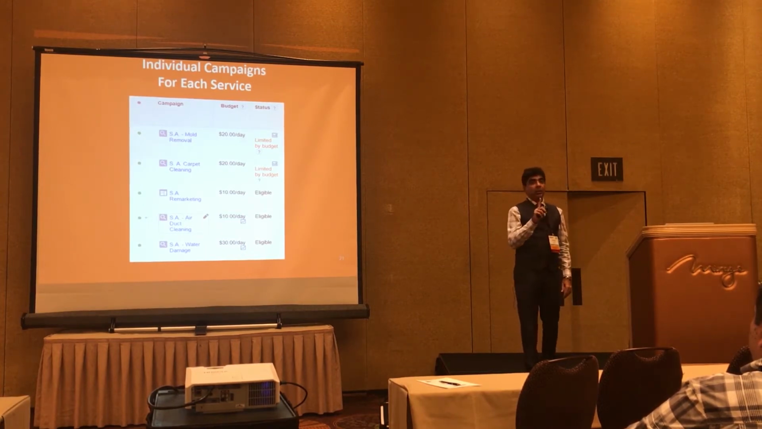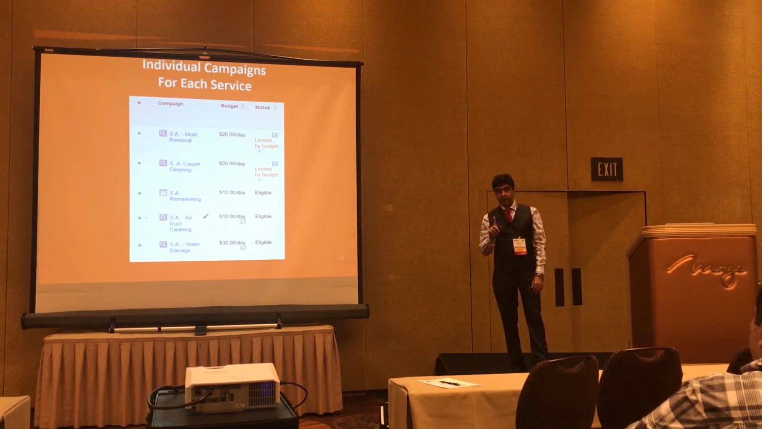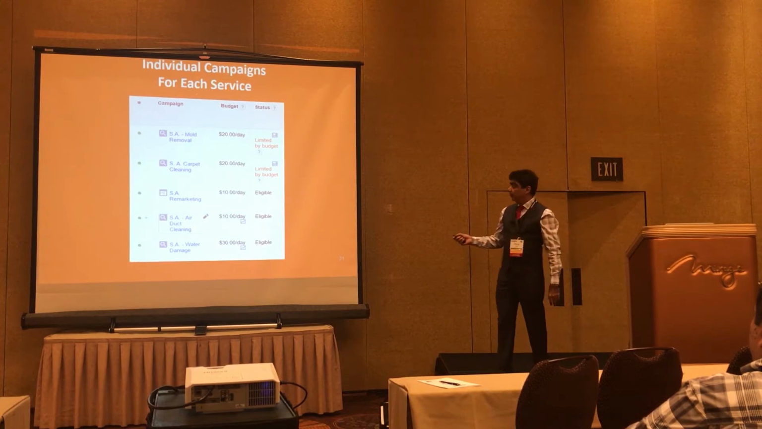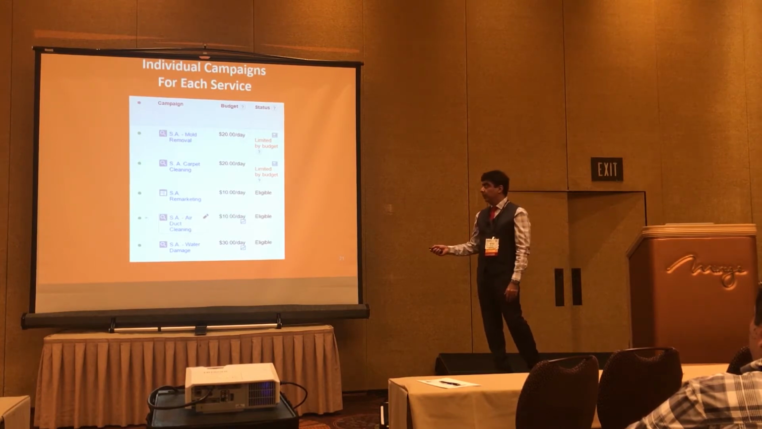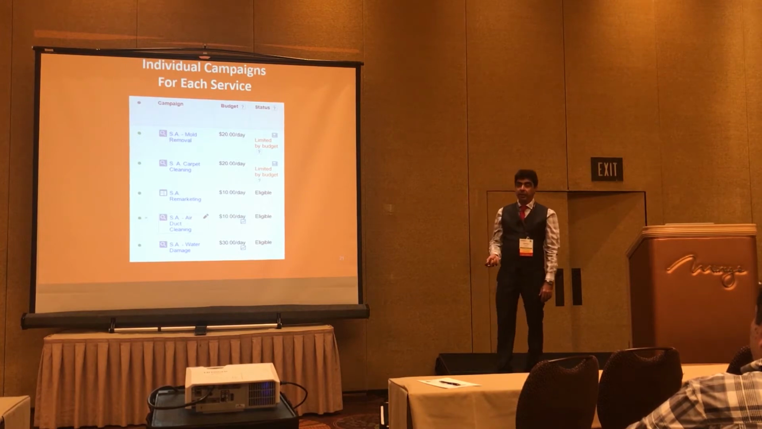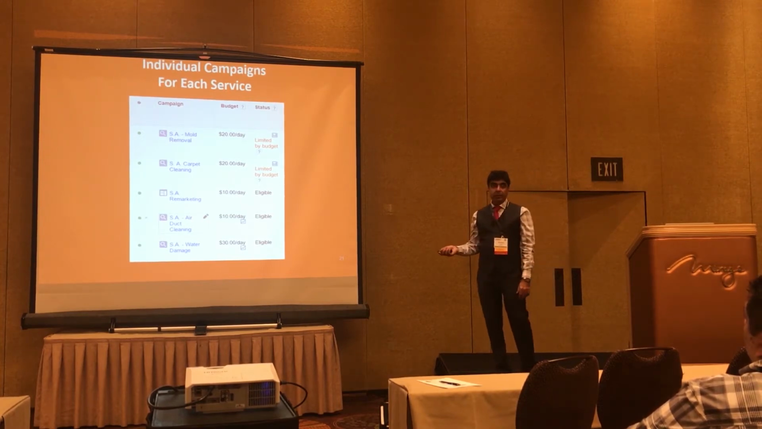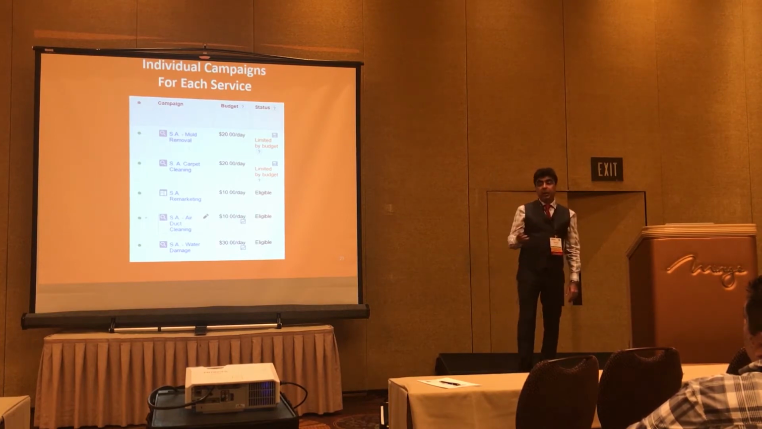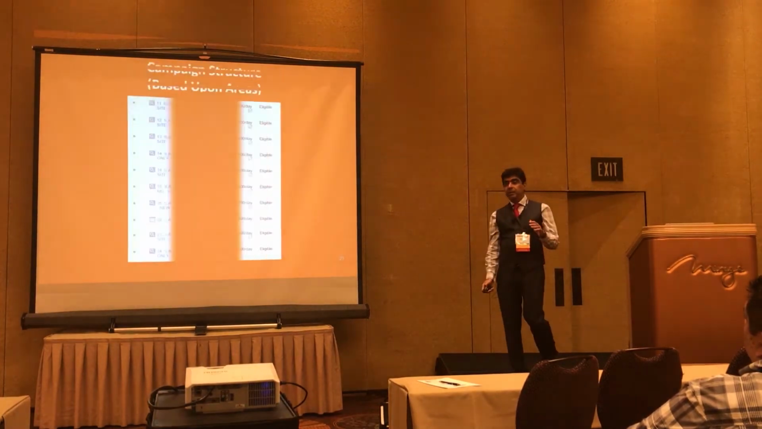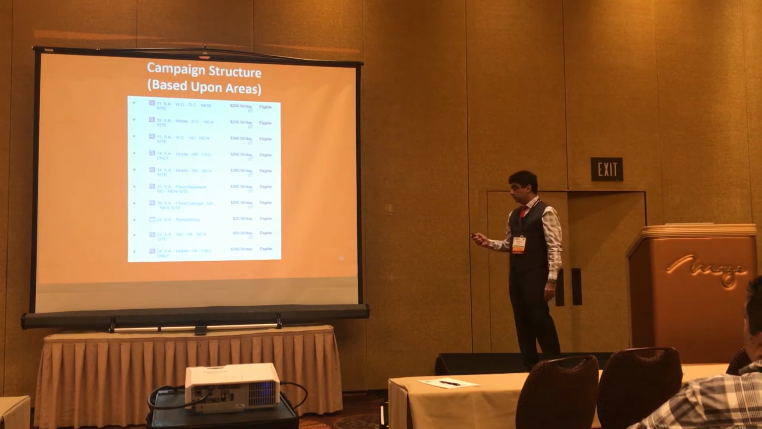One campaign, you can only target one area. It could be small, it could be large, whatever that area is. When the campaigns are separate, with carpet you might be going 10-mile radius. Water damage, you might go 30-mile radius or 20-mile radius or different zip codes. So that's possible if your campaigns are separate.